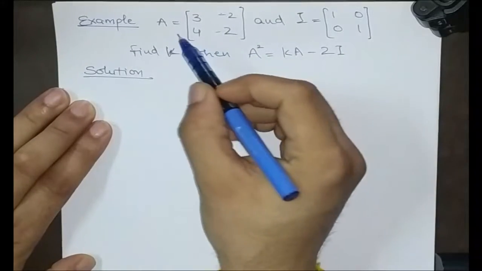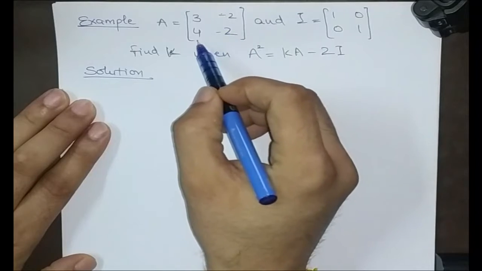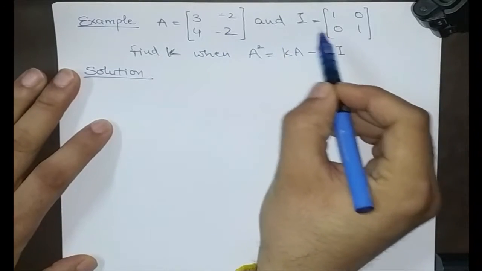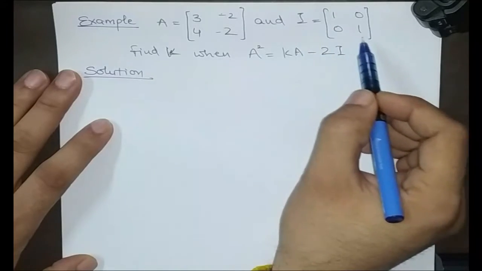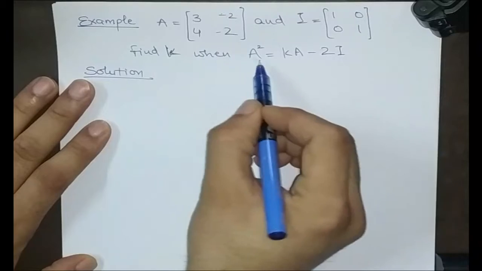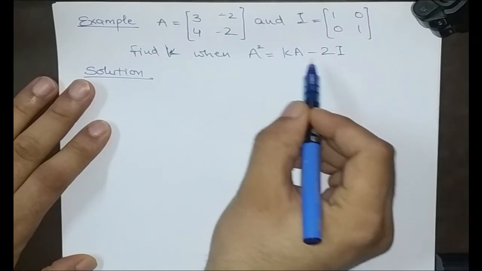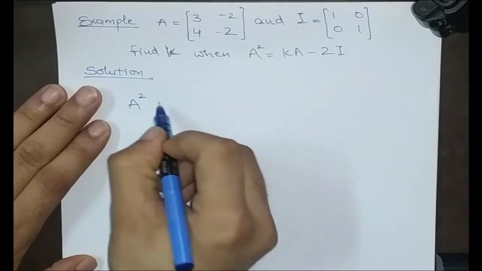Example: matrix A is equal to [3, -2; 4, -2] and I is equal to [1, 0; 0, 1]. I is an identity matrix. Find K when A square is equal to KA minus 2I. So firstly we will find A square.